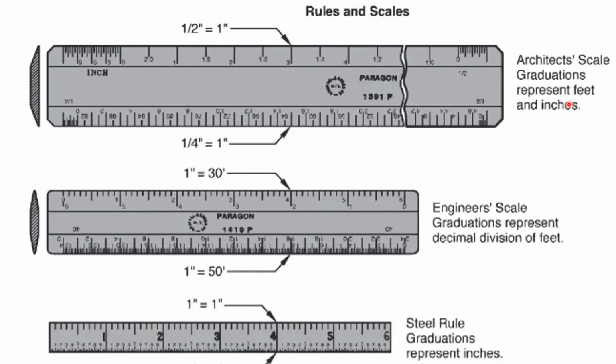For a scale, we're talking about the proportion. This is a scale, and these are your graduations, and they represent feet and inches. So you can see the proportion right there. Here is another scale, and this time it's decimal division of feet. You can see the proportion right there. And this is your rule, and here you can see the graduations, and they represent inches.